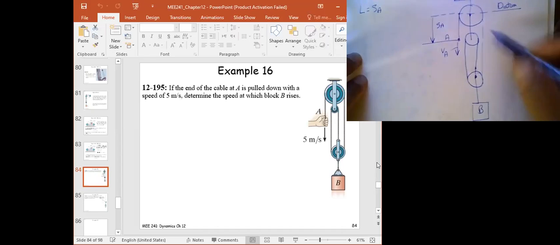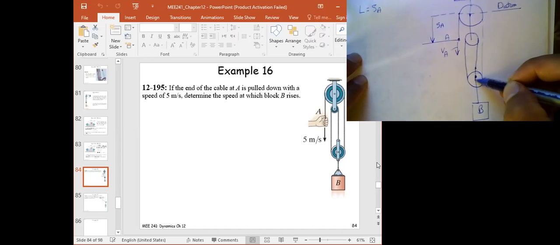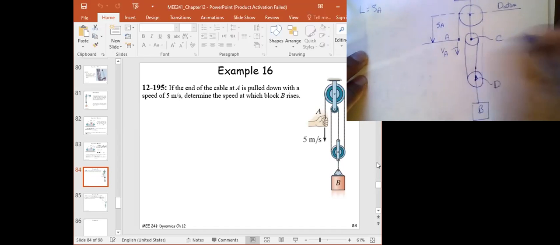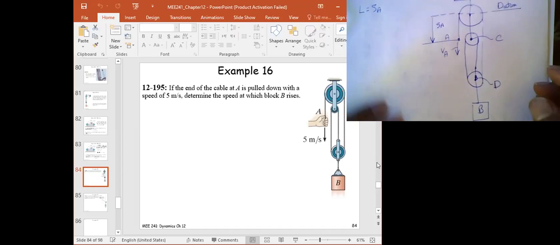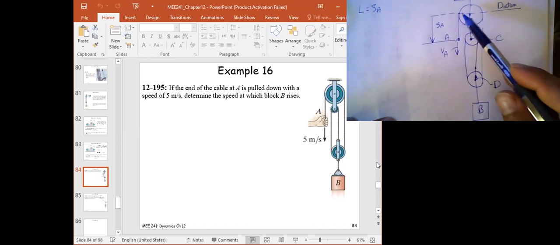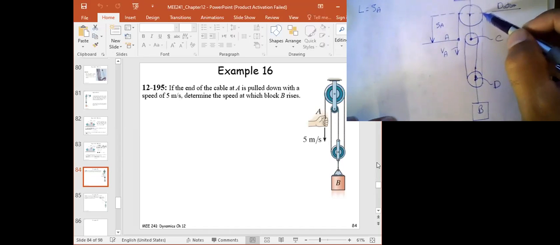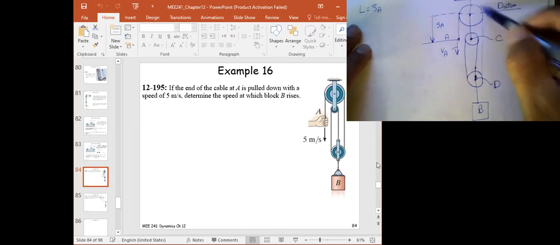Can someone help me out now? So I need to actually get this length here, right? And let me call this point here D, and let me call this point here to be C. Okay, so L is going to be equal to SA plus this portion of the cable here. So this guy I can neglect. Why? Because when I differentiate L, this guy is going to give me 0.